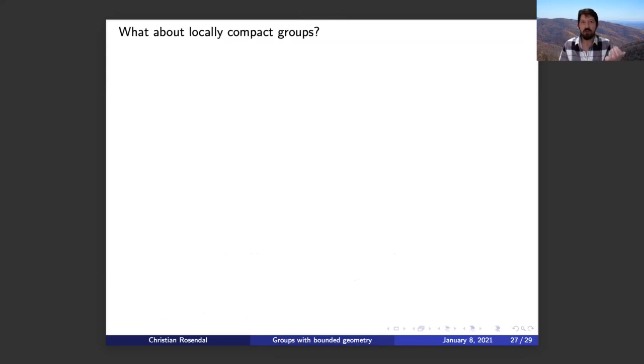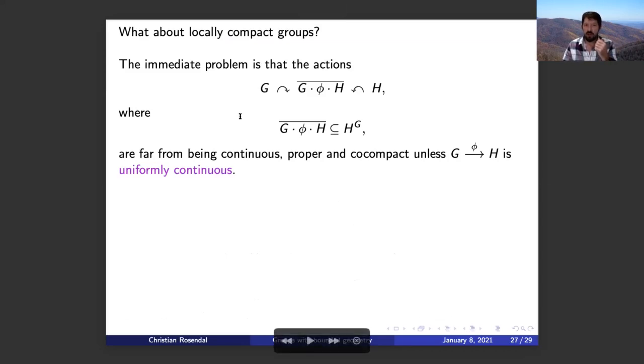Now, already for locally compact groups, this doesn't work. The immediate problem is that if I have these two actions and I do the same, but now when G and H are locally compact, no longer discrete, the actions are far from being continuous, proper, and co-compact, unless the coarse equivalence is uniformly continuous. Now, it's easy to construct coarse equivalences between groups where the pair admits no uniformly continuous coarse equivalence. So you can't always get this phi to be uniformly continuous.